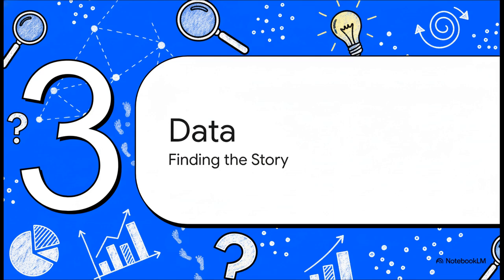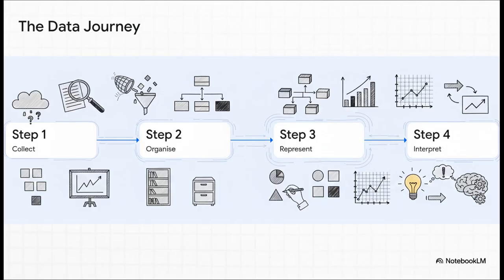It's about collecting clues and finding the story that's hidden inside them. You see, every data journey, and I mean everyone, follows these 4 logical steps. First, you collect the info. Then you organize it so it actually makes sense. Next, you represent it, with a graph or something. And finally, you interpret it to figure out what it all means. Collect, organize, represent, interpret. That's the path every time.